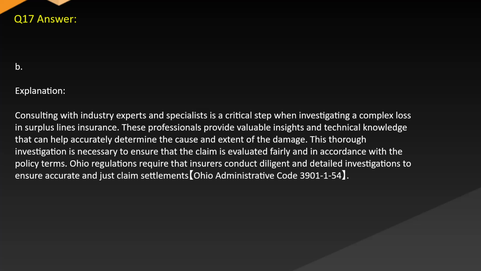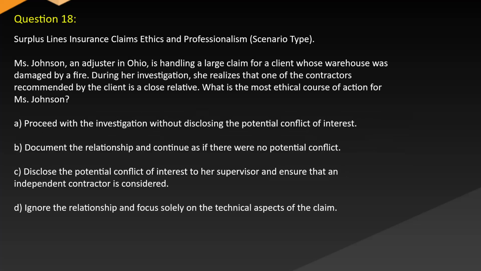Ohio Administrative Code 3901-154. Question 18. Surplus lines insurance claims ethics and professionalism. Scenario type. Ms. Johnson, an adjuster in Ohio, is handling a large claim for a client whose warehouse was damaged by a fire. During her investigation, she realizes that one of the contractors recommended by the client is a close relative. What is the most ethical course of action for Ms. Johnson?